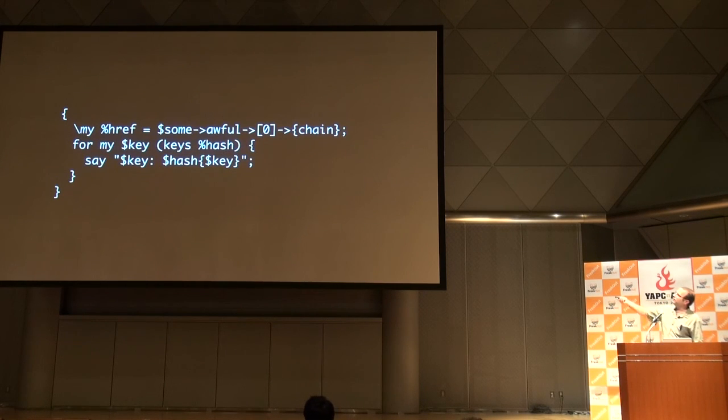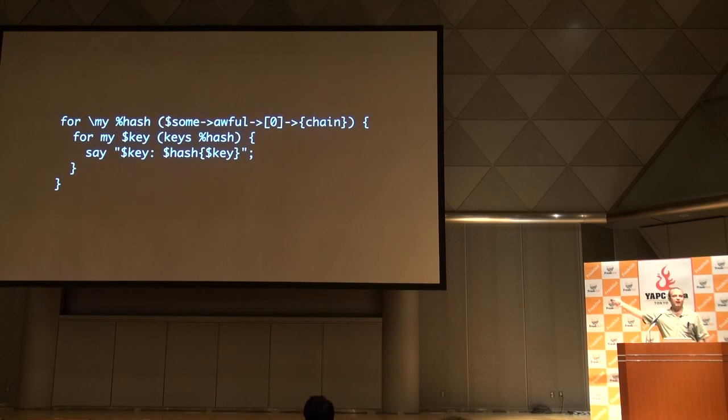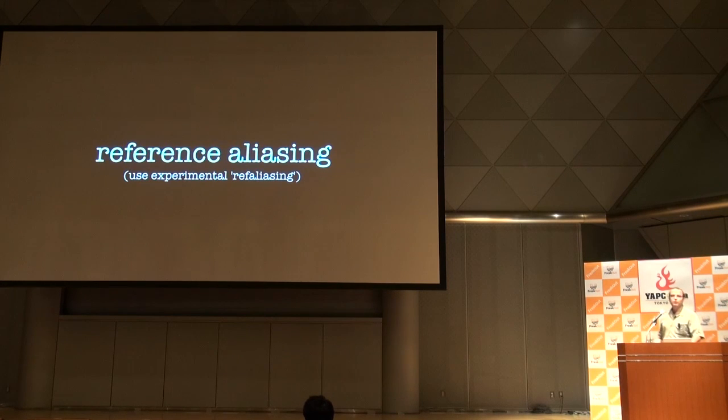But once you do that, why not use a proper topicalizer, use for, and now we have a way to sort of write a with block or to say, I want a new variable that is an alias to some deep part of the structure and eliminate all the noise you're used to seeing in your Perl code. So that's new this year. That is, I think, the list of all the new features.